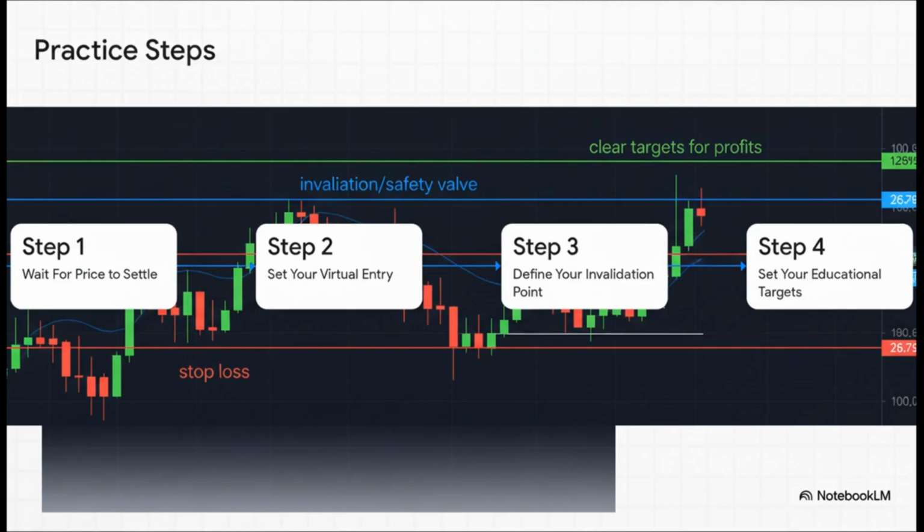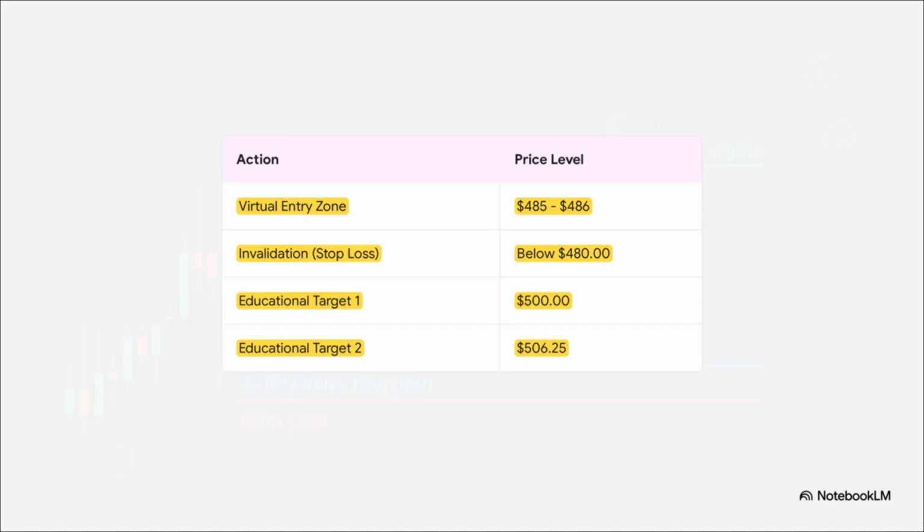You know, the process is pretty much always the same no matter what stock you're looking at. First, we're patient. We wait for the price to confirm our idea. Then, we set our virtual entry. Step 3, we define and honor our invalidation point. That's our safety valve. And finally, we set clear, logical targets for where we take our simulated profits.